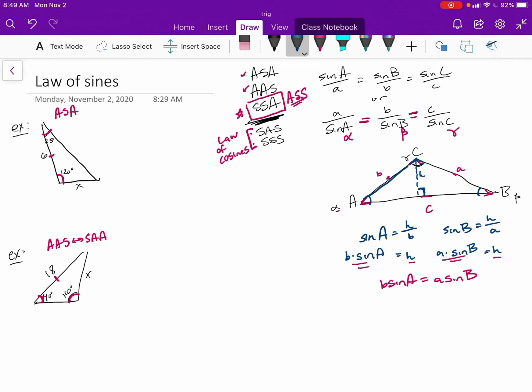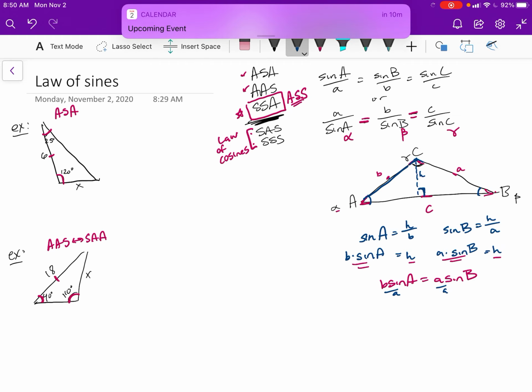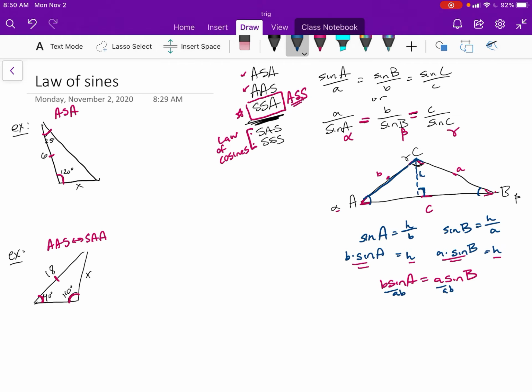Like, if I divide both sides by a here, and likewise I'm going to divide by b, then the b's would cancel, sine a over a equals sine b over b. We could do the same thing for the other sides to get the rest of the equation, like I said, but there you go. There's law of sines. Now let's use it. All right. There's where it comes from. Not too difficult, but I don't really want to do that every time.